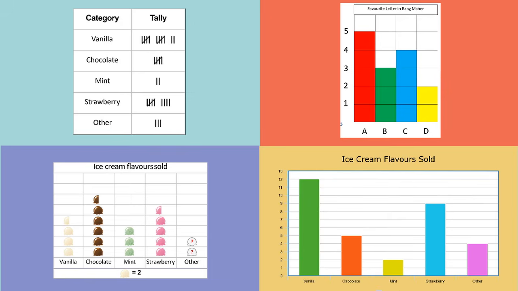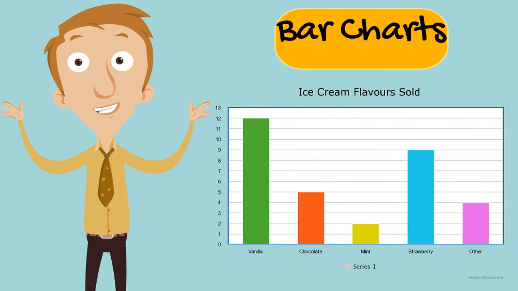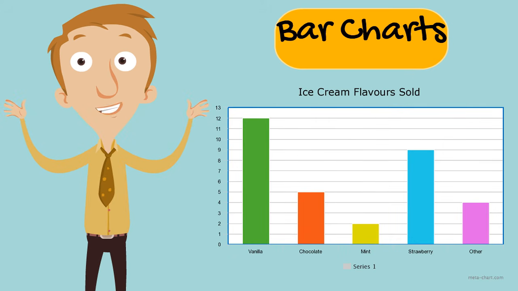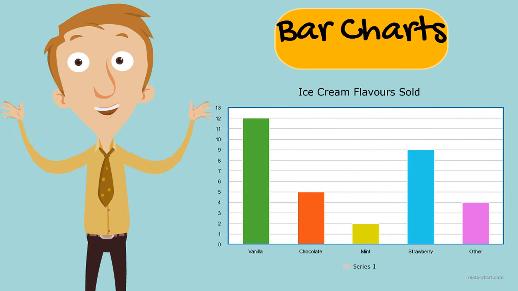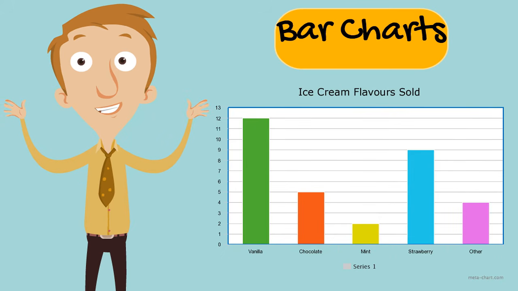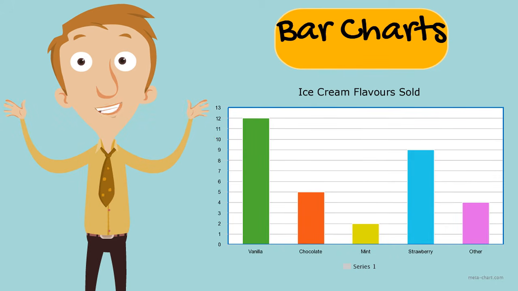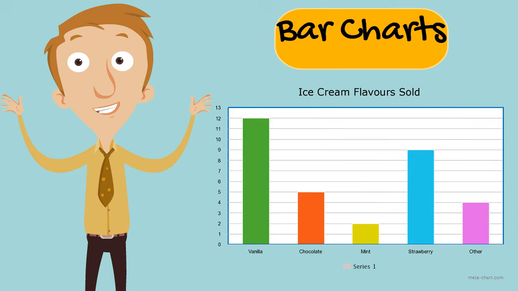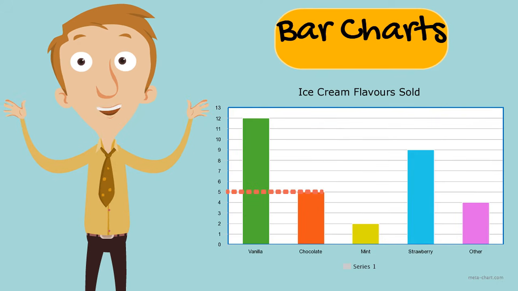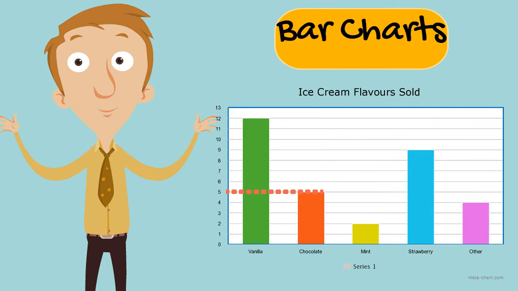We're going to take a closer look at bar charts today, because they're the most useful type of graph we can learn about at the moment. So remember from yesterday, bar charts are a little bit different to pictograms and block charts because of the way that we read them. Instead of counting pictures or counting blocks, we read off this numbered scale. Let's take a closer look at our ice cream bar chart.